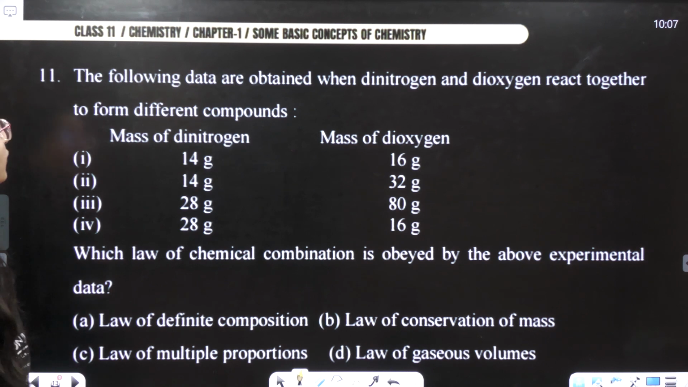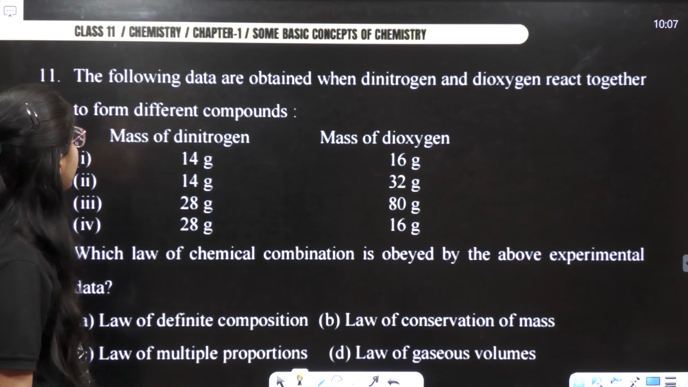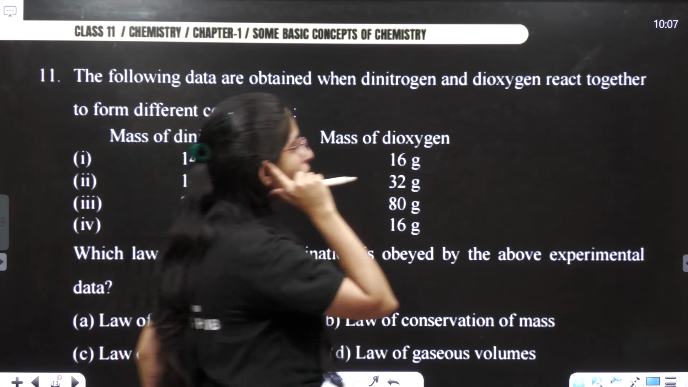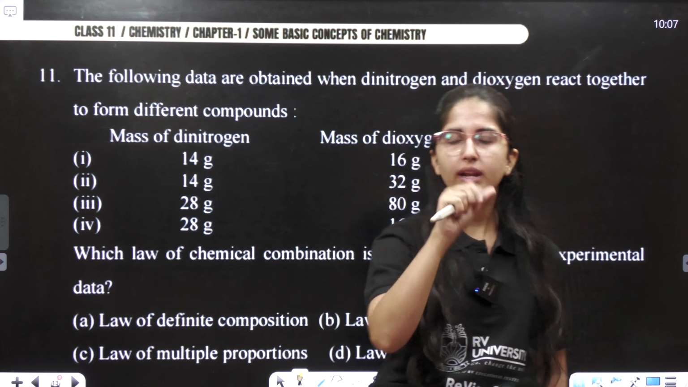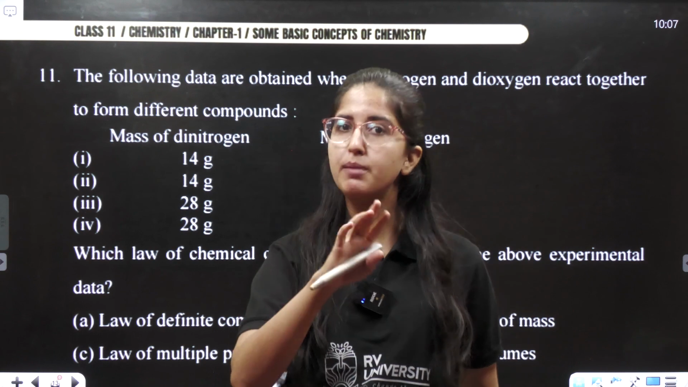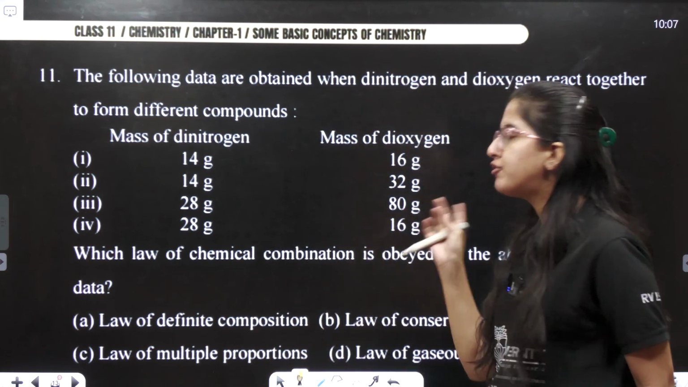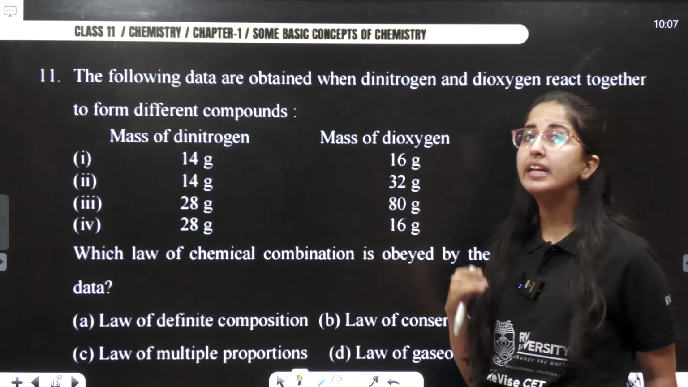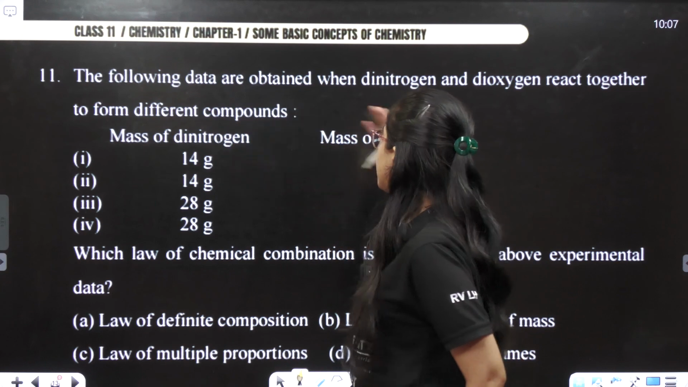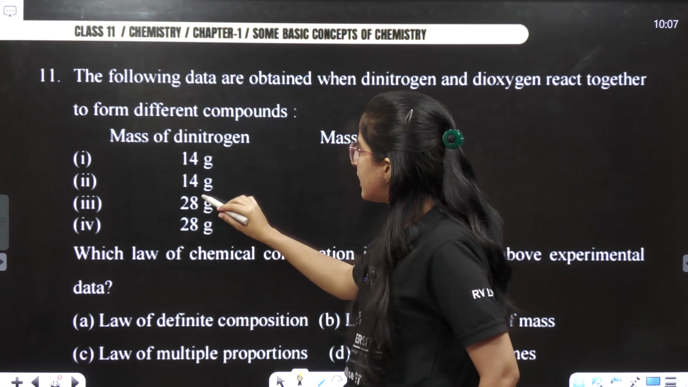Next question. The following data are obtained when dinitrogen and dioxygen react together to form different compounds. So different compounds are formed using nitrogen and oxygen as the sole elements. So now the proportion of mass will be different, but the elements are the same. So the law of multiple proportion can be applied, but still we have to see whether it is working or not. We are getting a ratio or not. So what you can do is, you can consider any of these, oxygen or dinitrogen. Take constant mass. So here there is 28, 28.